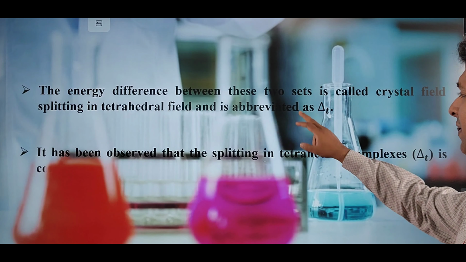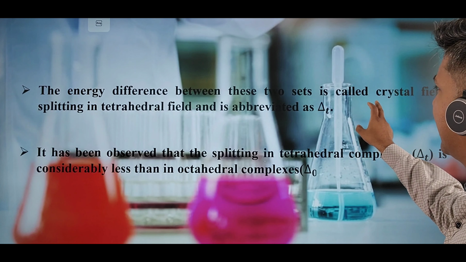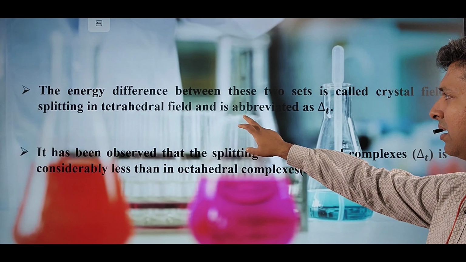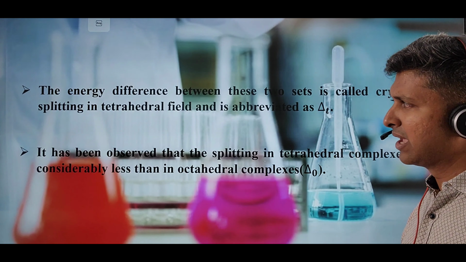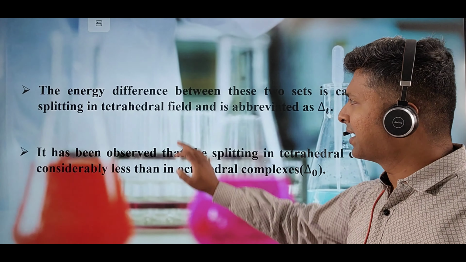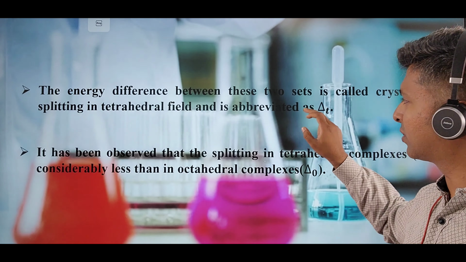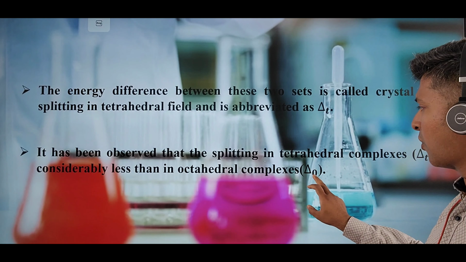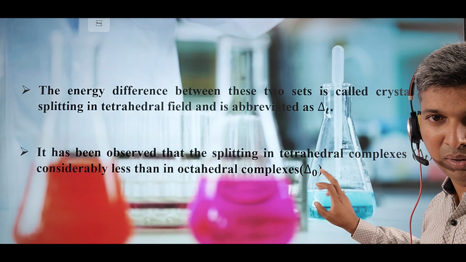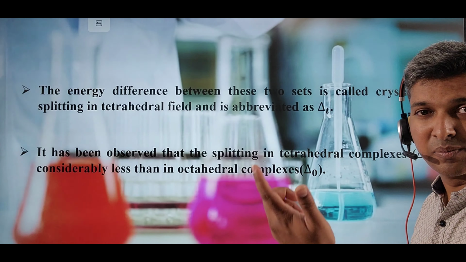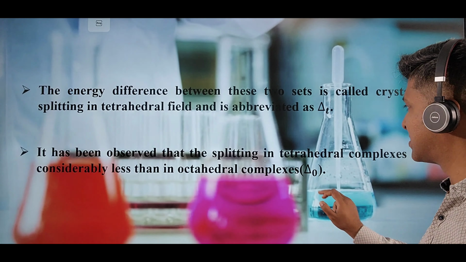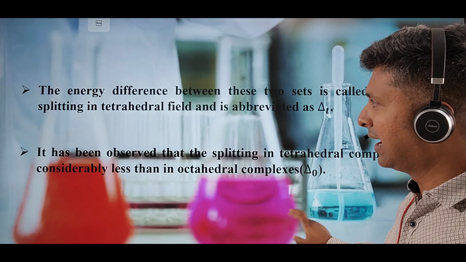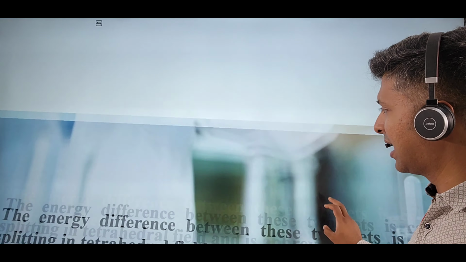The energy difference between the two sets is called crystal field splitting. In a tetrahedral field it is abbreviated as delta T, whereas for an octahedral field or octahedral complex it is called delta naught or delta O. The previous one was octahedral, that's why it was called delta O; if it's a tetrahedral complex, it will be called delta T.